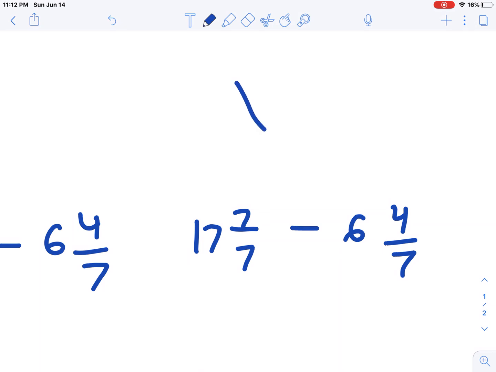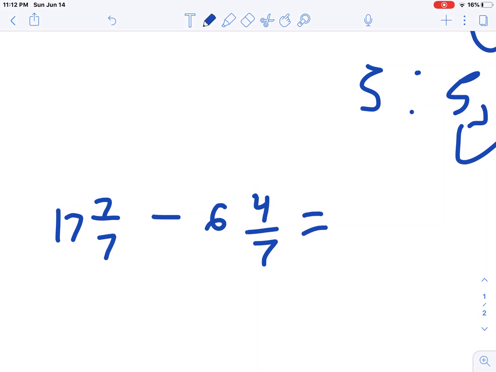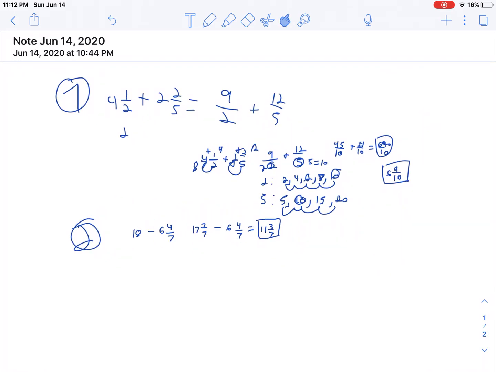Since we already have the same denominator, which is awesome, all you have to do is subtract. So, like so, I'm going to go like this. I always start with the whole number: 17 minus 6 equals 11. And then you get 3, and you just keep the denominator. So, easy as that. That's my entire question.